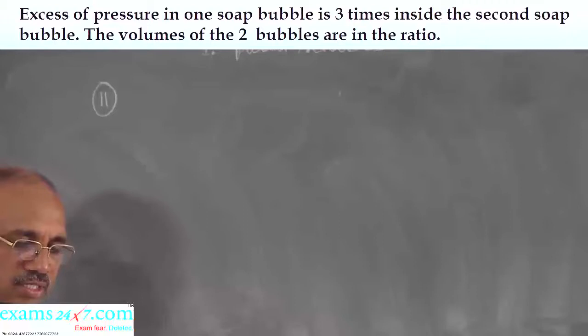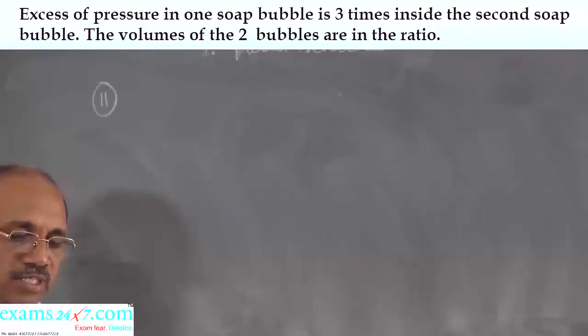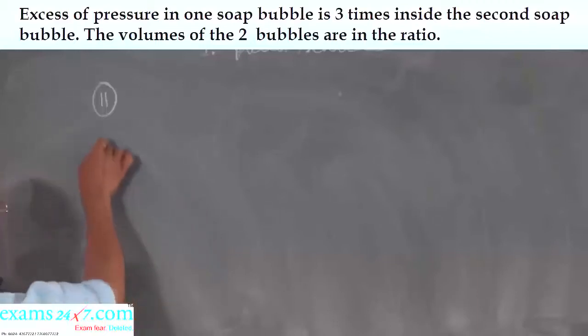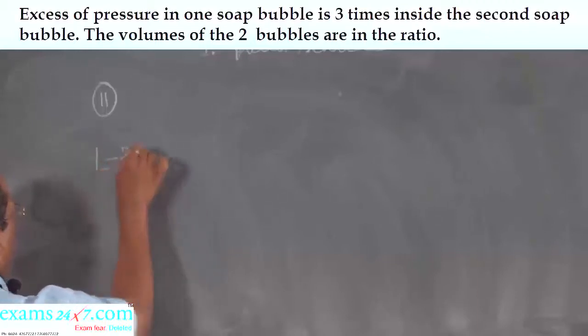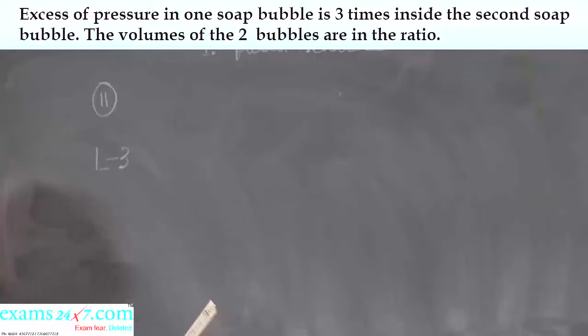Excess pressure in one soap bubble is 3 times that inside the second soap bubble. The volume of the two bubbles are in the ratio. I say this problem is of level 3. The reason is that two relations are comprised.